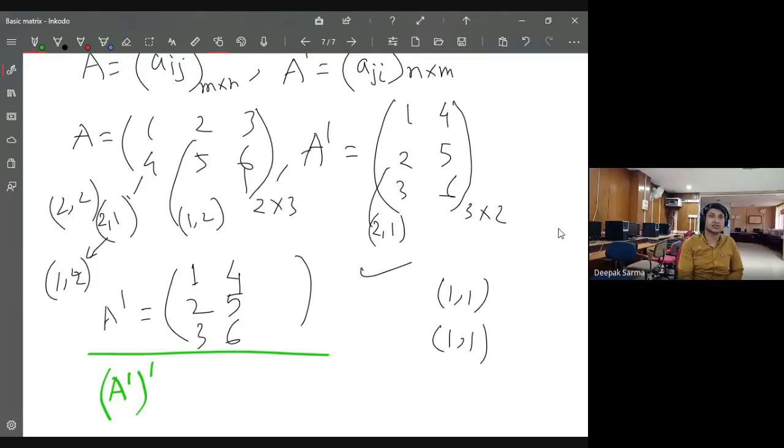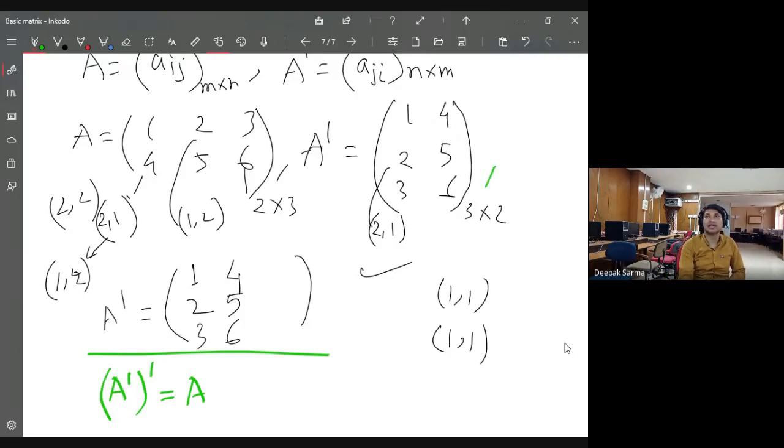Yes, thank you. You will get A. Because in A transpose, all the entries will move to a position where the position is defined, that is, entry ij will move to position ji. Now, again, if I take this transpose, it will come back to the original position. Suppose here is A transpose. If I take the transpose again, what will I get? 1, 4 is the first row, and if I take A transpose here, got it?